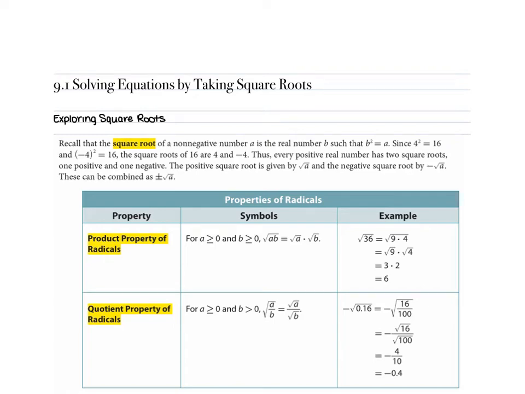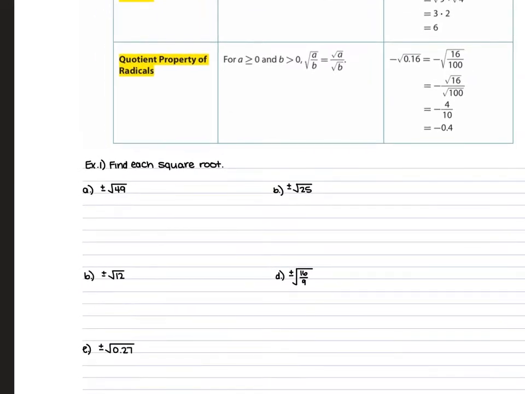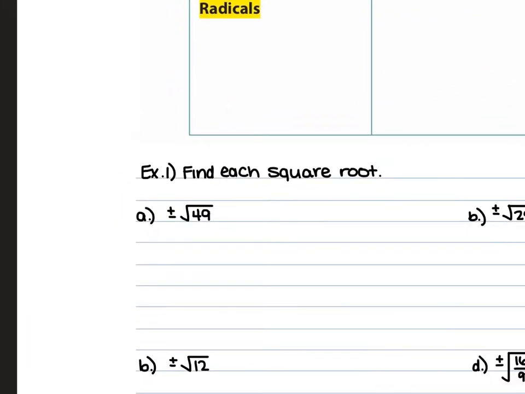9.1 Solving equations by taking square roots. When we are taking square roots, we want to remember the plus or minus option. So we can take the square root of a number and it can be a positive as well as a negative. If we look at the first set of examples, we're just finding each square root. So this goes back to module 8 where we're finding the square roots of numbers.